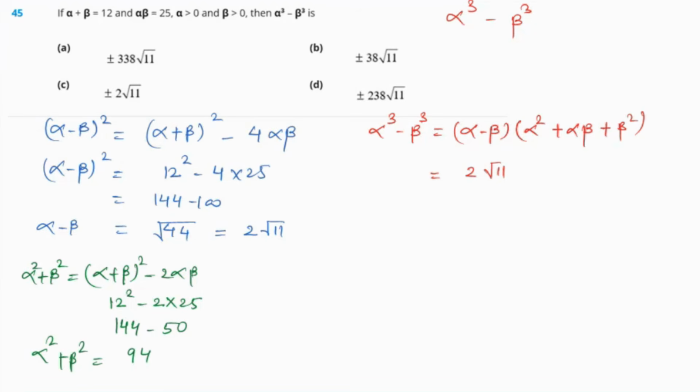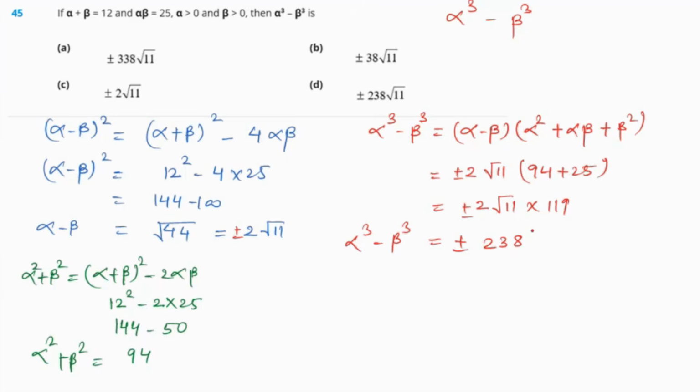We will put it over here. So we are going to get 94 plus 25. Plus minus because it is a root. So plus minus 2 root 11, and 94 plus 25 gives us 119. So finally the value of alpha cube minus beta cube, we will be getting plus minus 238 root 11, which is option D.